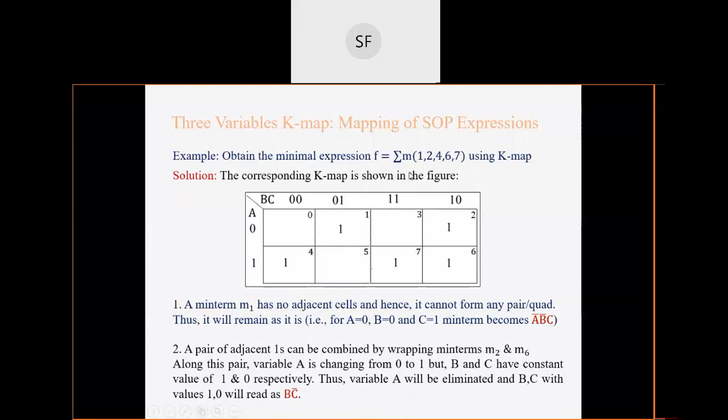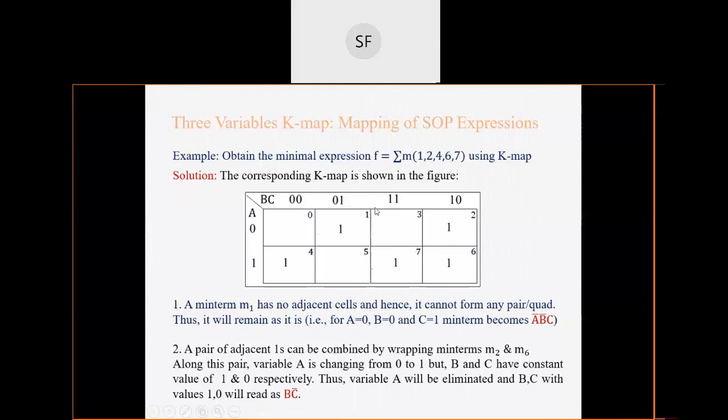In the process of mapping, you just have to keep ones for the min terms which are present in the function. So how many min terms are present in this function? 5. Total 5 min terms are present: 1, 2, 4, 6, 7. Similarly you have to put ones there. So here, min term 1, I put 1, then M2 also 1, M4 1, M6 1 and M7 1. So this is the mapping.